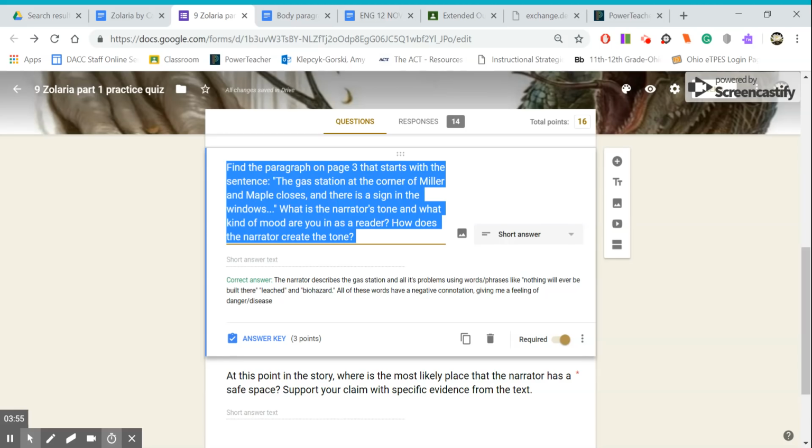So the writer creates this tone by using words with negative connotations. Okay, well, the last part is the mood as a reader. This gives me a feeling of danger or disease as a reader.